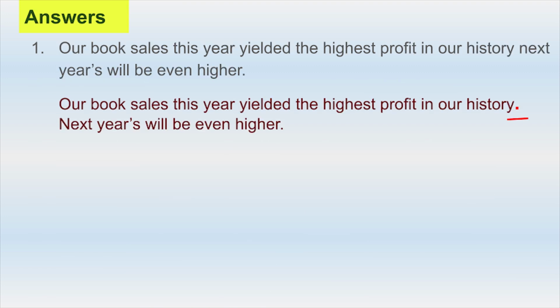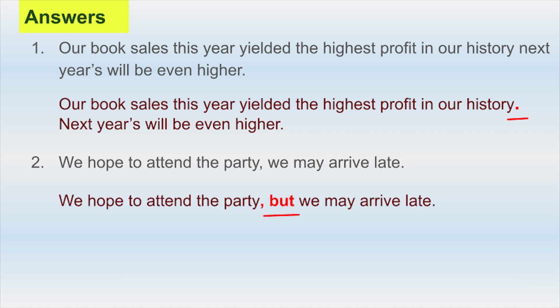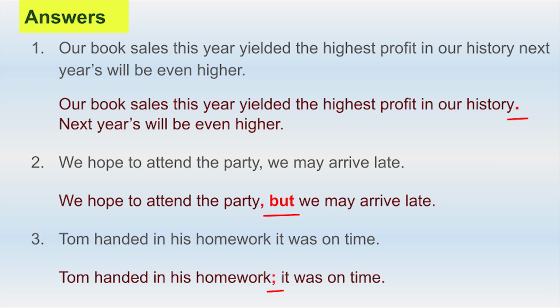Number 1, our book sales this year yielded the highest profit in our history, period. Next year's will be even higher. Number 2, we hope to attend the party, comma, but we may arrive late. And number 3, Tom handed in his homework, semicolon. It was on time.